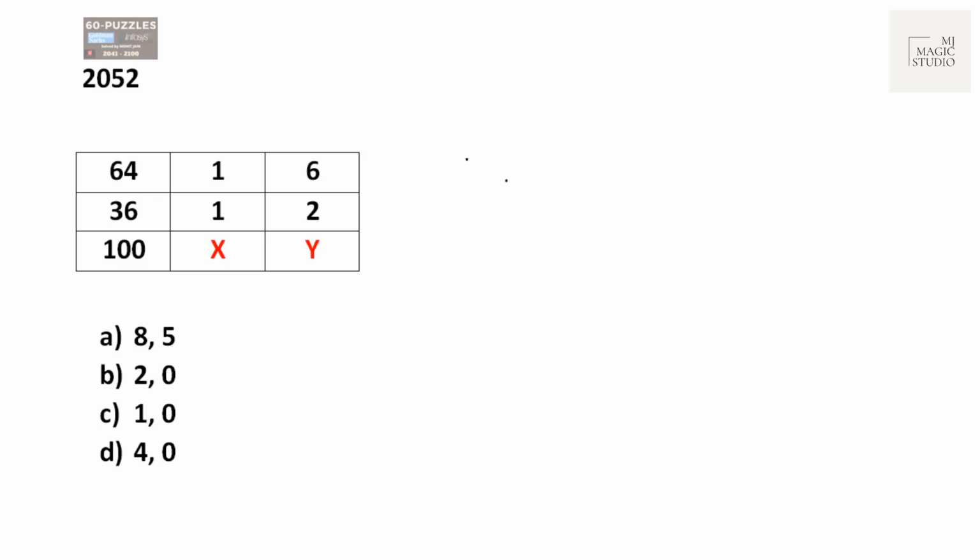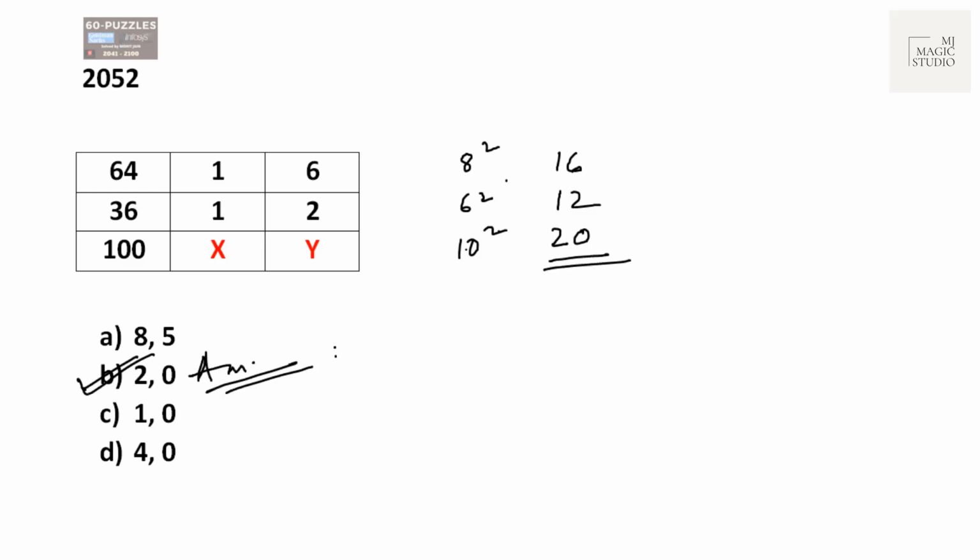64, 36, 100 are square numbers. 8 is square, 6 is square, 10 is square. That was the first click. Then when I see this 16, and once I have written 8 is square, 16 automatically comes into my mind. 8 into 2 is 16, 6 into 2 is 12, 10 into 2 is 20. X and Y should be 2 and 0. Option B is actually the pick.